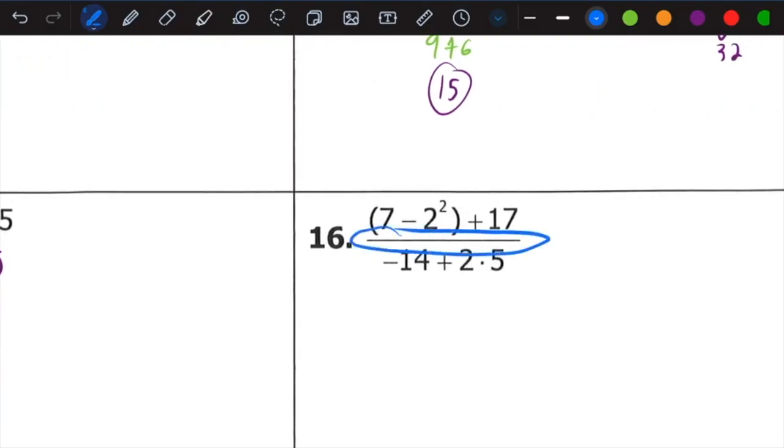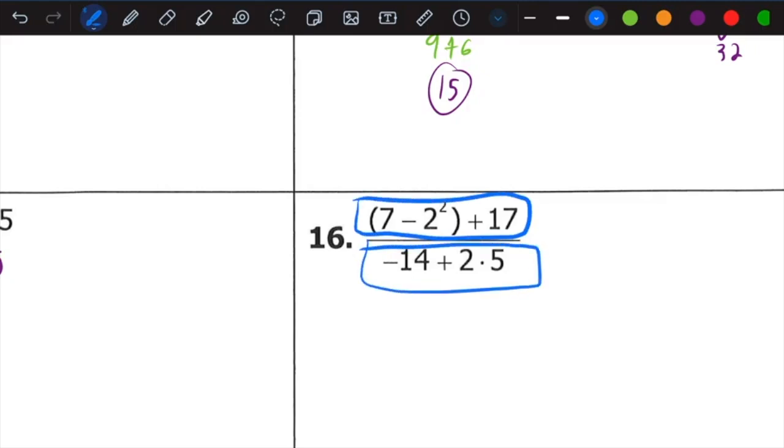Number 16, we have a fraction here that's new to this lesson. And so what we're going to do is treat the numerator as its own parenthesis and the denominator as its own parenthesis. So we're going to do those separately. And once we finish the entire numerator and entire denominator, we'll simplify the two by dividing or reducing as needed.